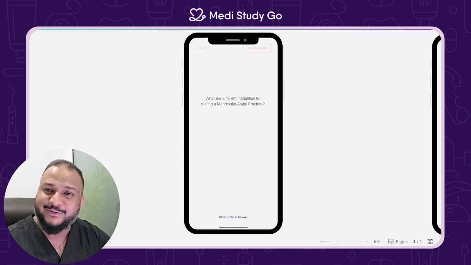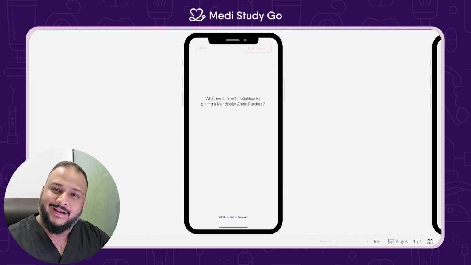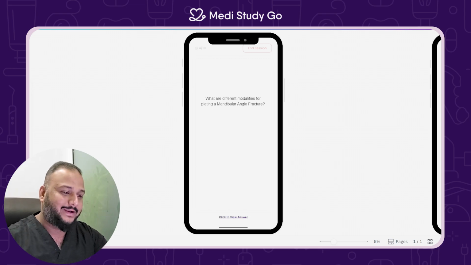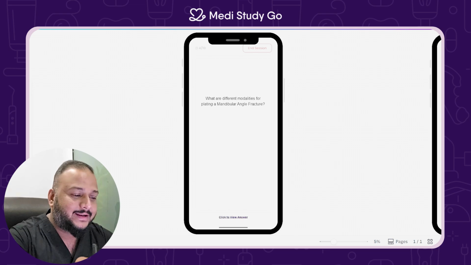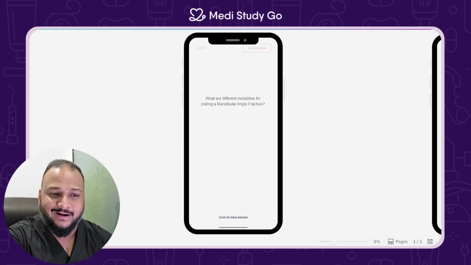Alright, so the lecture is over, but are we done yet? No. Like I always say, every topic needs some kind of revision, and for that revision, we are here with our flashcards and MCQs. Question number 1. What are the different modalities for treating mandibular angle fractures?